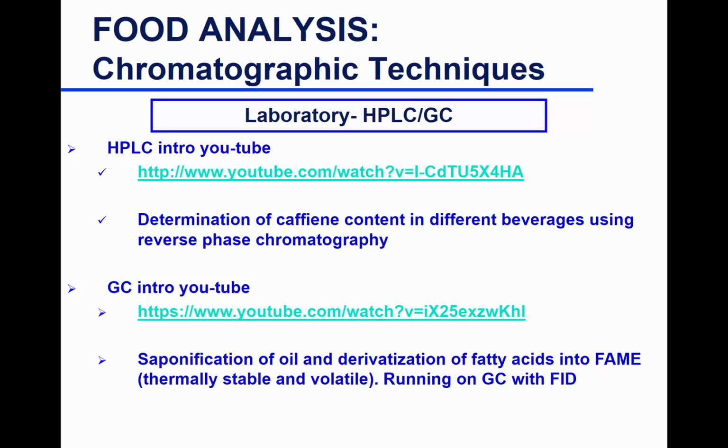And the fatty acids, you're going to derivatize them into fatty acid methyl esters. So you're going to make them thermally stable and volatile. So it's a chemical reaction, and we'll go over it in the lab with you.